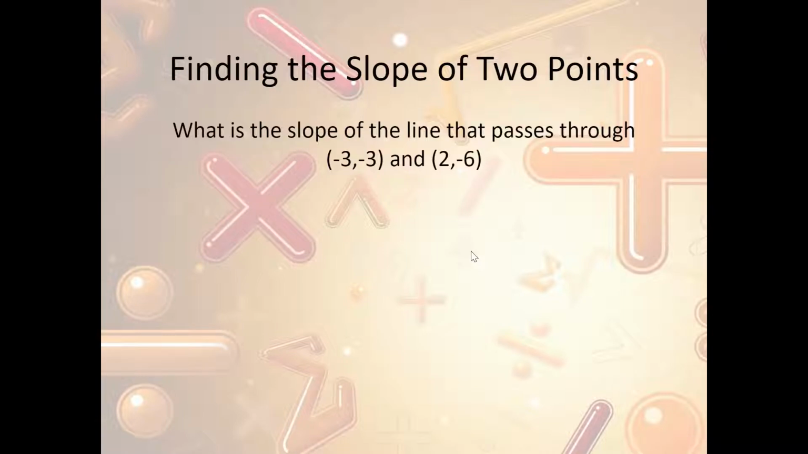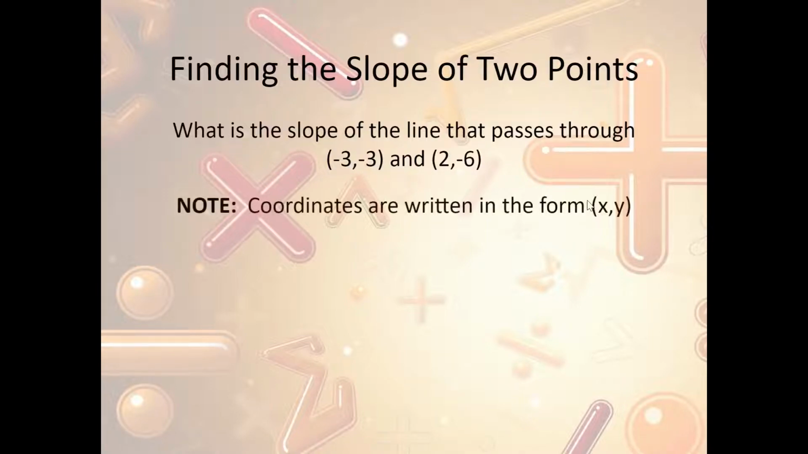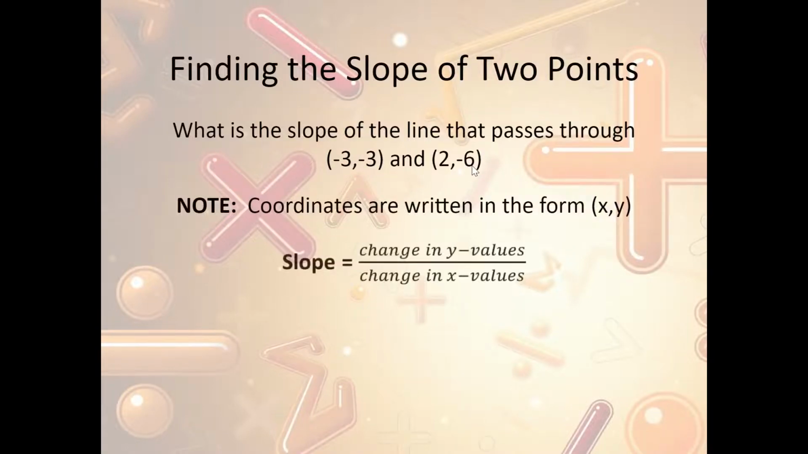Let's look at another example. What is the slope of the line that passes through (-3, -3) and (2, -6)? Again, coordinates are written as x and y. So this is my x, this is my y. This is my x, this is my y. And slope is change in y over change in x. So I'm going to calculate that by subtracting my y values first, -3 minus -6, and then subtracting my x values, -3 minus 2.